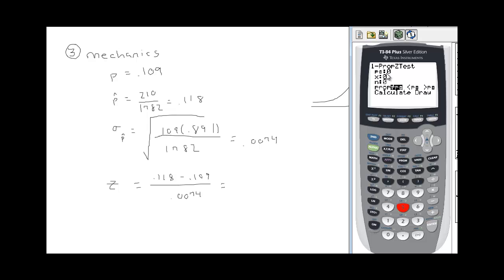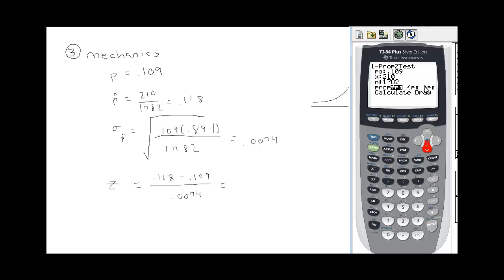This is my null percentage or proportion, which in our case is 0.109. X, and this is extremely, extremely important. X is always going to be n times p hat. So we already know I don't need to multiply. The number of successes in our sample was 210. So that's going to be my number of successes. My sample size is 1,782.